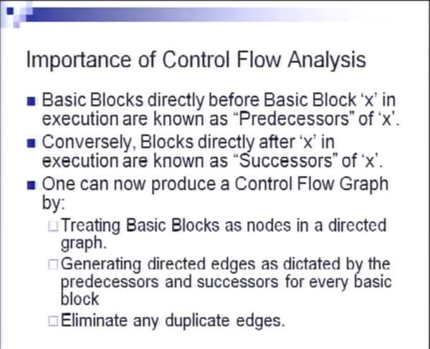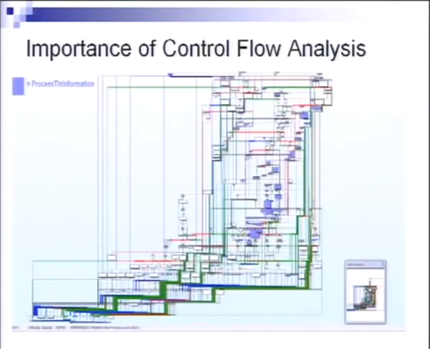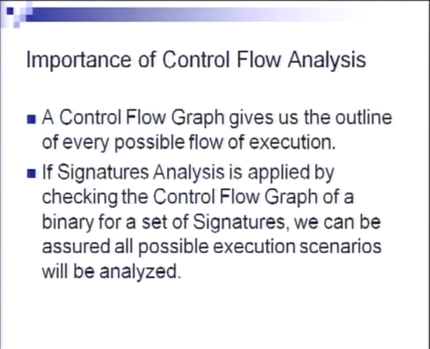Anything that is executed prior to the current basic block, call it X, would be a predecessor, and after it a successor. You can treat the basic blocks as nodes and then create directed edges to create a control flow graph, which gives you a full idea of how exactly the program flows and where your code is going to go in any situation. That's a crazy looking control flow graph. It gives us the outline of every possible flow of execution.